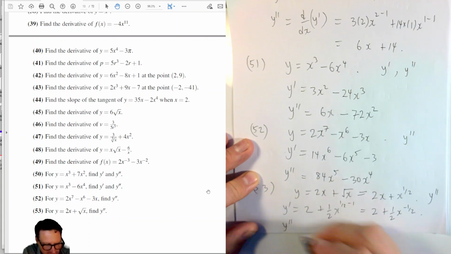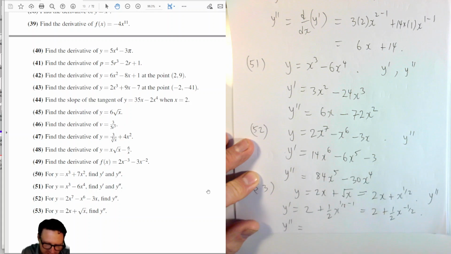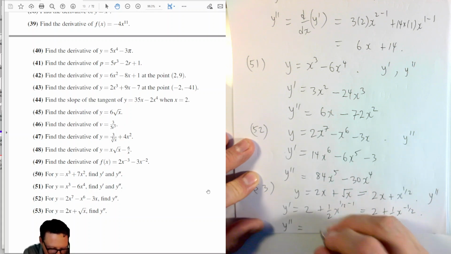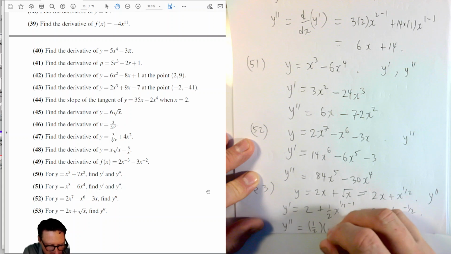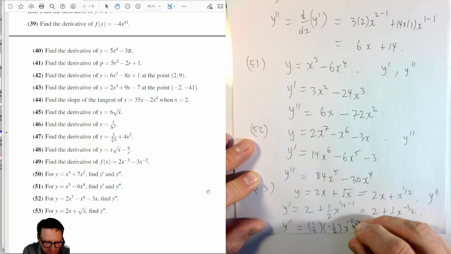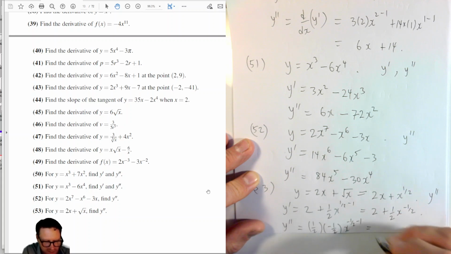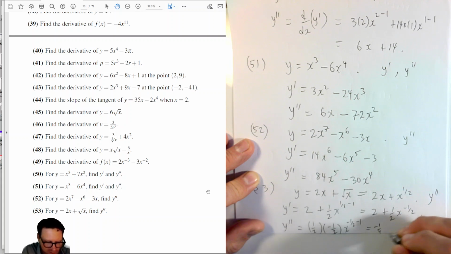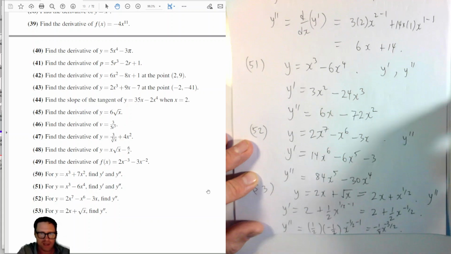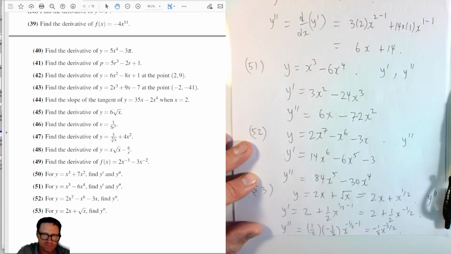Now the second derivative, y double dash, is the derivative of this derivative. The derivative of 2 is 0. And so we now differentiate 1/2 x to the minus 1/2. We bring down the minus 1/2. So 1/2 times minus 1/2 x to the power of minus 1/2 minus 1. And so we have minus 1/4 x to the power of minus 3 over 2. Okay, and we're finished. Thank you.